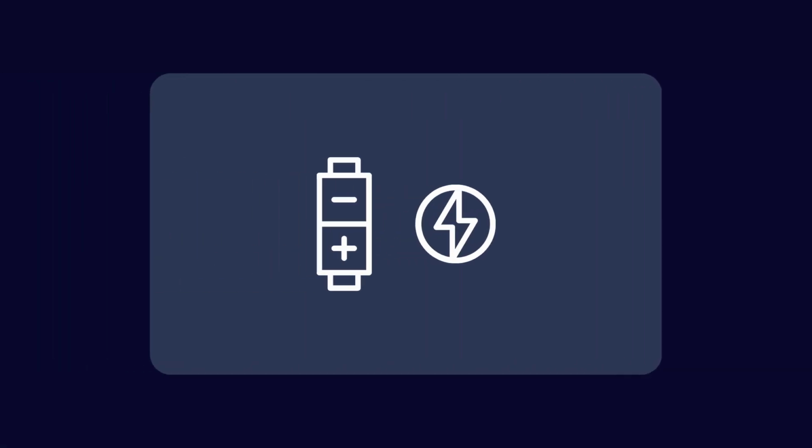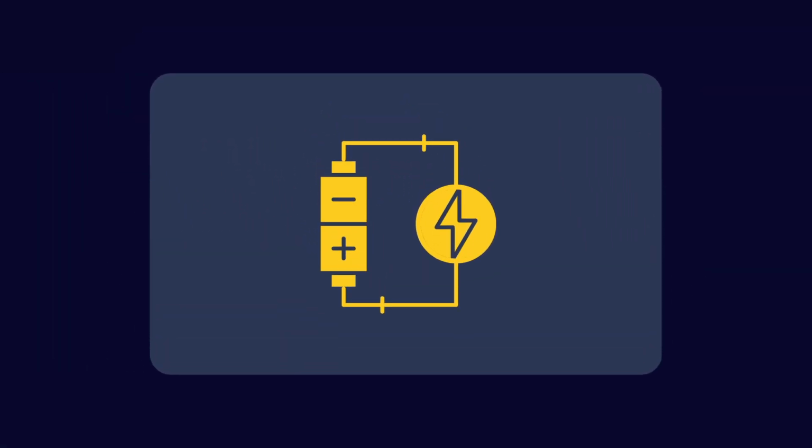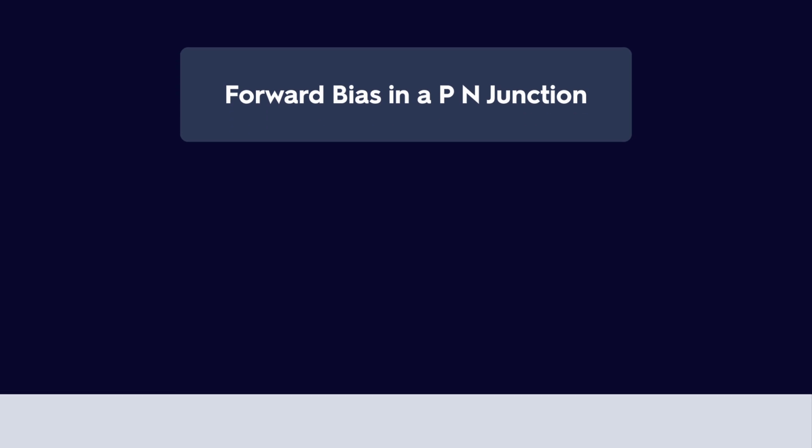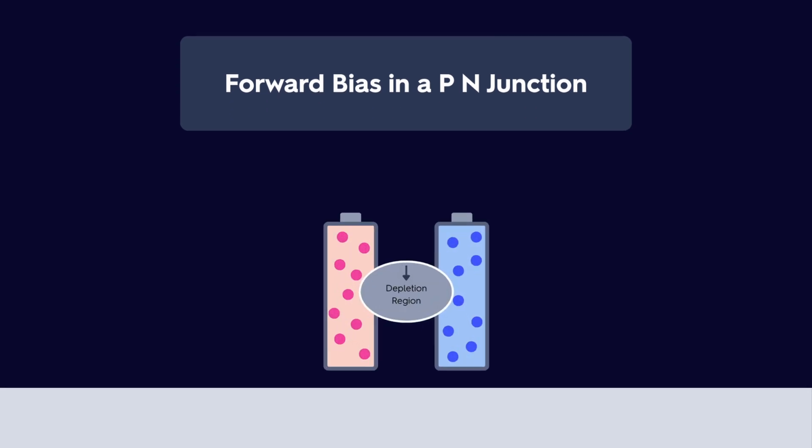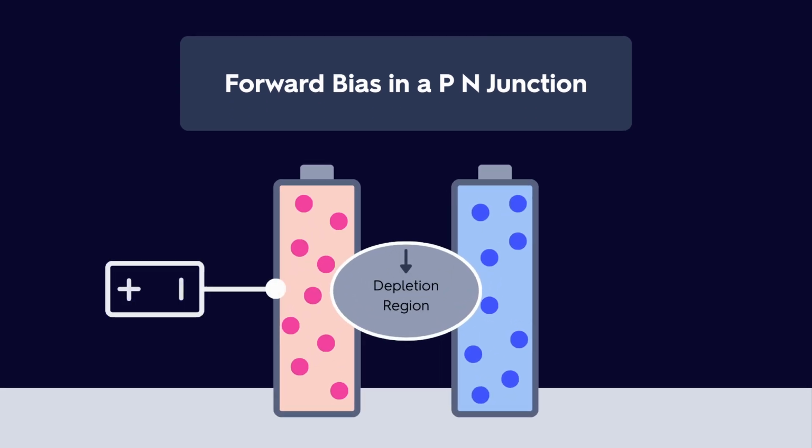Now that we know what zero current really means at equilibrium, we're ready to see what changes when we attach a battery and start increasing the voltage. In this video, forward bias in a PN junction, we will see what happens when we attach a battery and slowly increase the voltage, and why the current shoots up in a very nonlinear way.